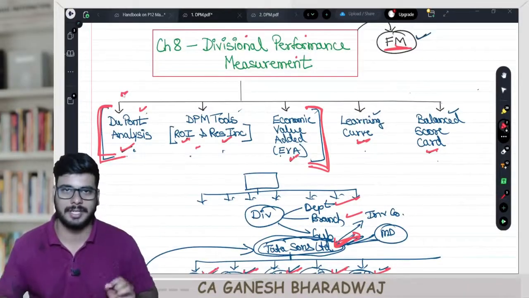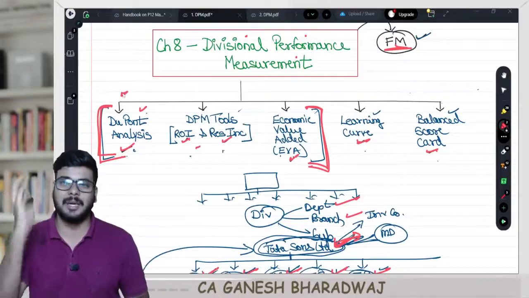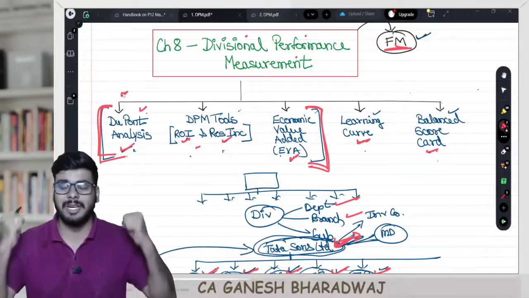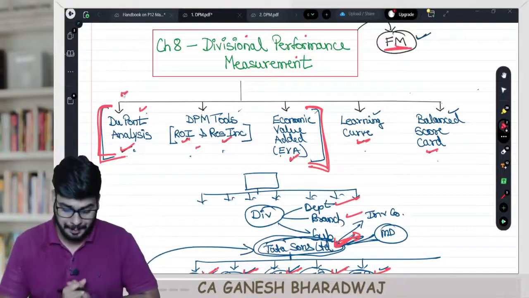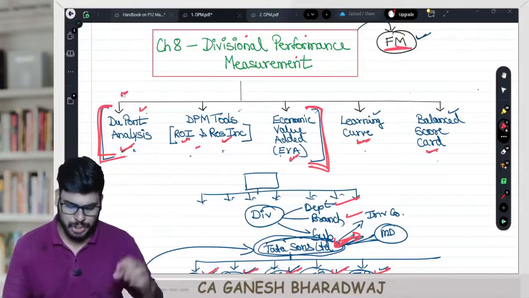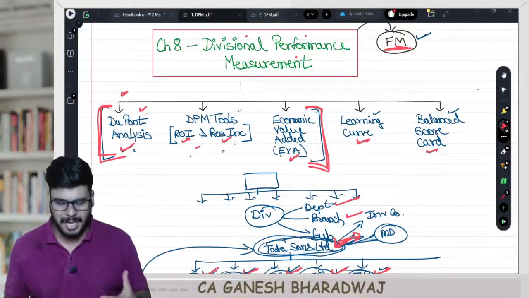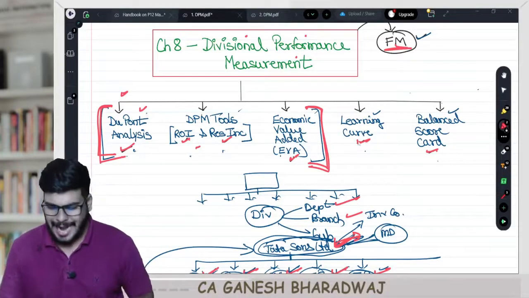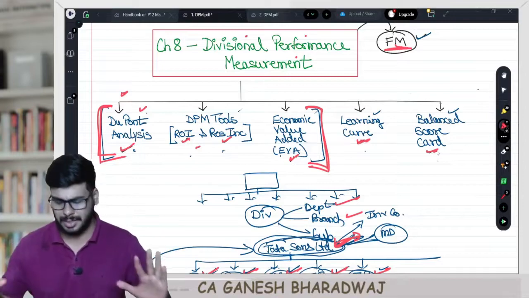This is the context. First, whatever you learn, learn it conceptually and learn the background. Spend a little time. Whatever you learn is going to be the best learning experience for you so that you need not mug up, right? Now, there are certain tools like your DuPont analysis, your return on investment, residual income, EVA. These are predominantly the tools involved in divisional performance measurement. Additionally, you have two more concepts like learning curve and balanced scorecard. Clear with this, guys? Right.